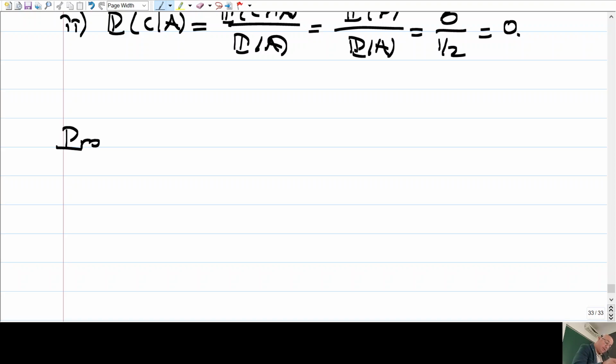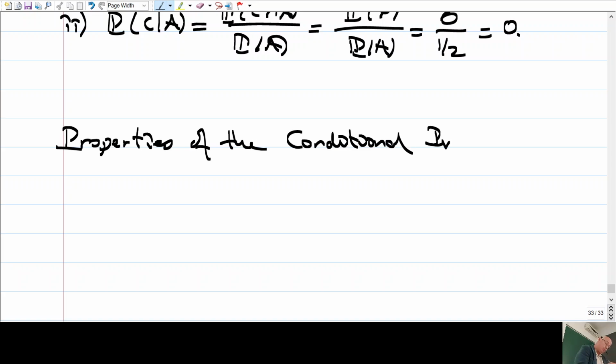Okay. Properties. Any questions so far? If there's anything you don't understand, just stop me and ask, okay? Properties of the conditional probability.